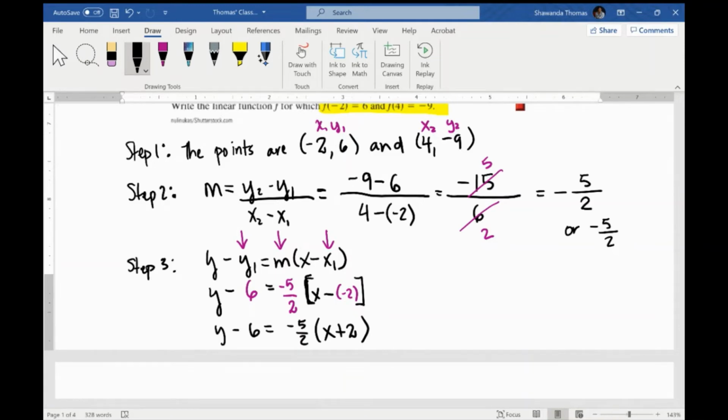All right. Now, I think Alicia, you said get rid of the fraction. I think that's an awesome idea, but most people will probably distribute right now, and that's fine too. So both ways are great. So let's go ahead and distribute the right side. So I'm gonna put this up here. Y minus 6 equals. We got negative 5 halves times x. That little first part is negative 5 halves x.